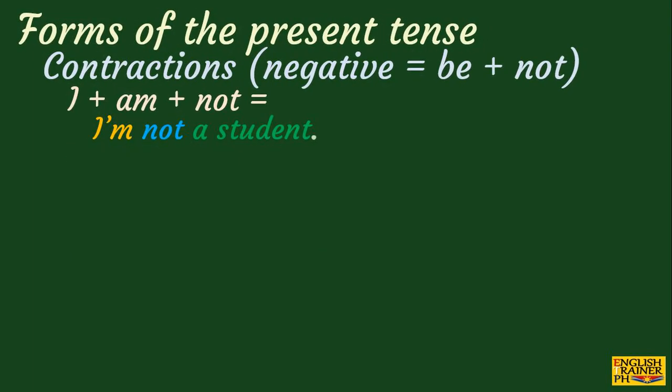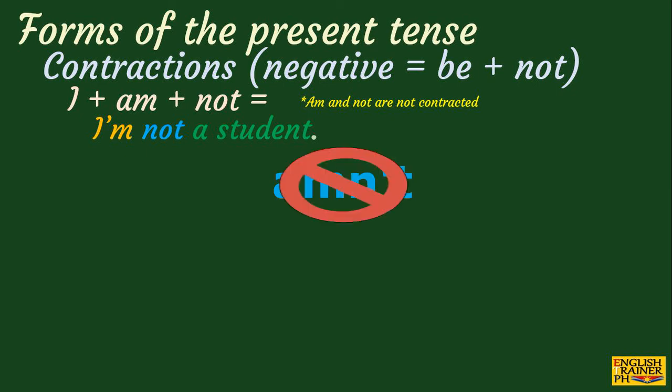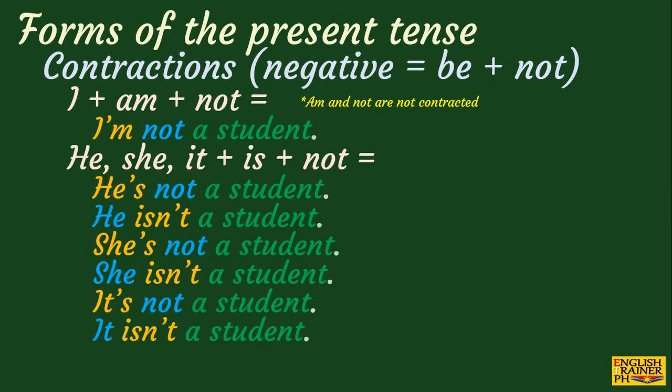To form the negative of be, we cannot contract am and not. So what we can do is we can contract the pronoun I and then am, because there is no amn't. So therefore, do not contract am and not. For he, she, and it will be he's not, or we can also say he isn't. She's not, she isn't, it's not, it isn't.